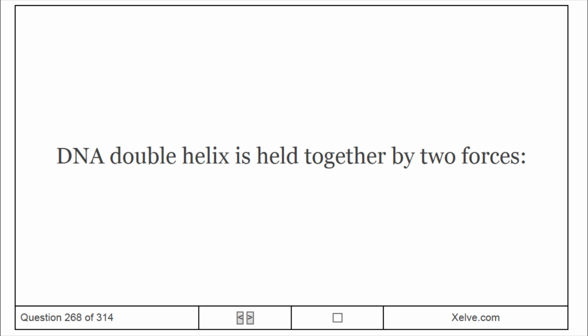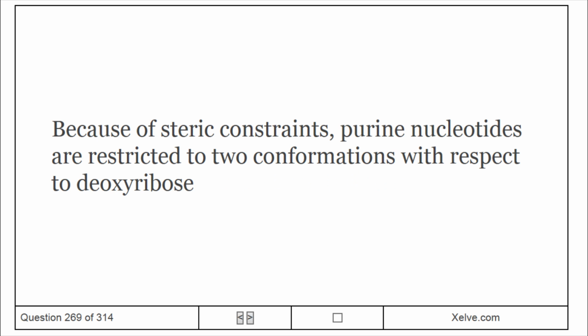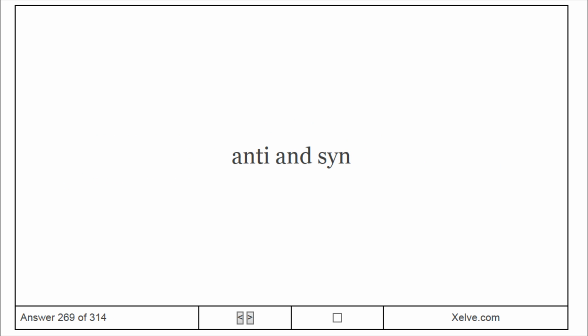DNA double helix is held together by 2 forces. 1. Hydrogen bonding between complementary pairs. 2. Van der Waals and dipole-dipole interactions between stacked bases. Because of steric constraints, purine nucleotides are restricted to two conformations with respect to deoxyribose: anti and syn.